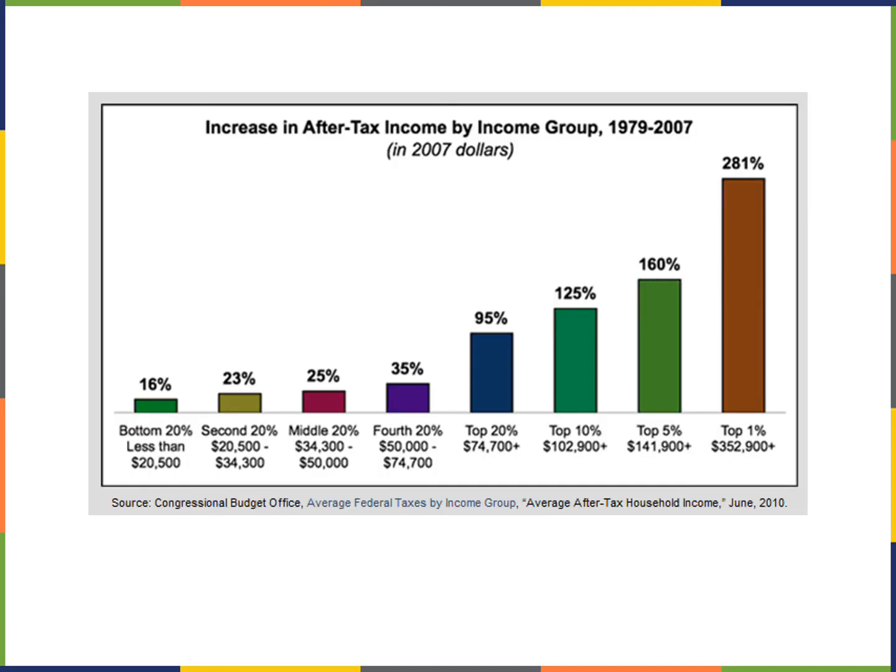Okay, and then this one, remember, it was Pareto. So it's a bar graph, but in order from greatest to least. So you have increase in after-tax income by income group. This is a really old study, right? So they increased by 16%, 23%, and so on. And the highest one was a 281% increase in after-tax income.